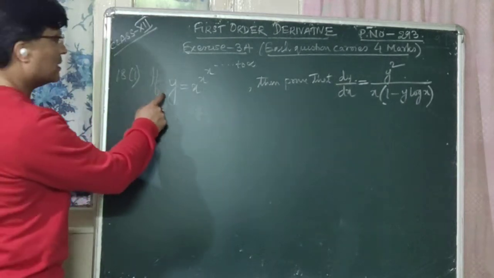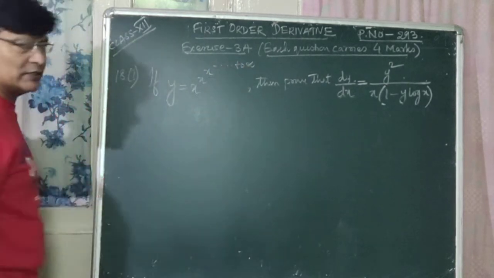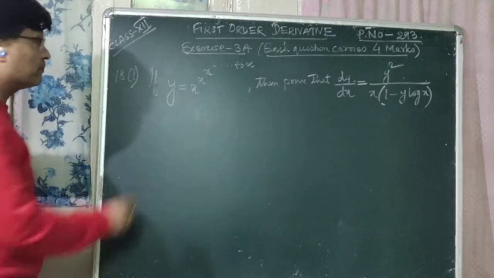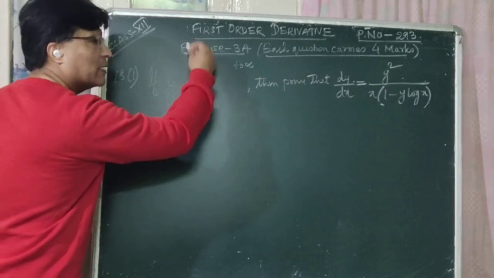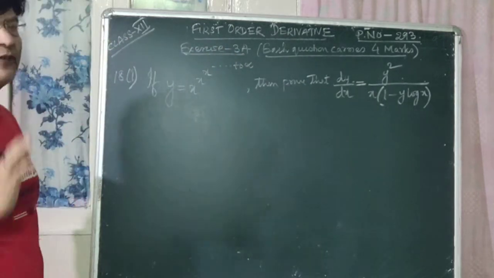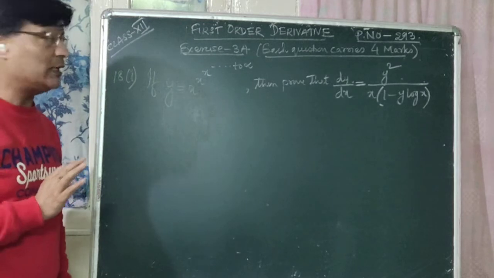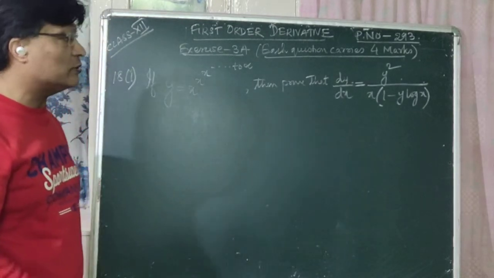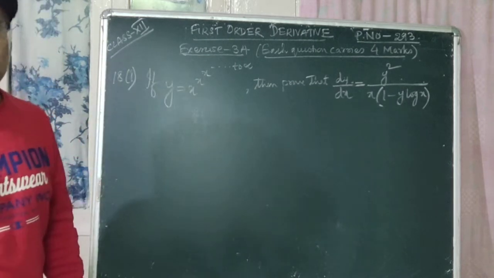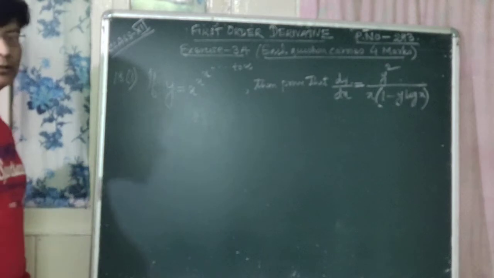So if y is equal to x to the power x dot dot dot to infinity, what is meant by it? x to the power x, again x to the power x, again power x, it goes up to infinity. That means which never ends. Then you have to prove that dy by dx is equal to y squared divided by x into 1 minus y log x. So let us prove it now.